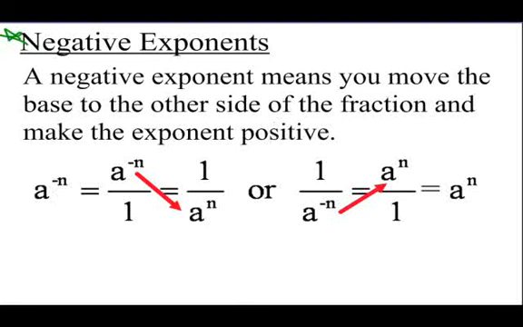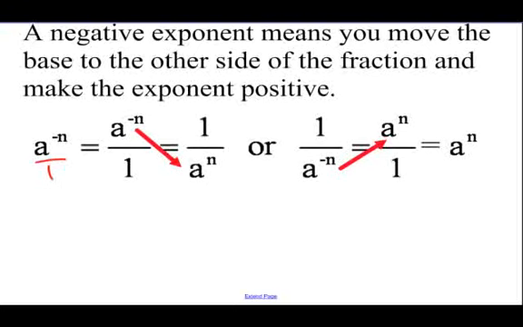So if I have a to the negative n, remember this is over 1, just like we show here. I'm going to move the base to the other side of the fraction, which can only be down now, and make the exponent positive. If it's down, a to the negative n, I have to move it up and make it positive, and in this case we would drop the over 1. Okay, so nice little review.